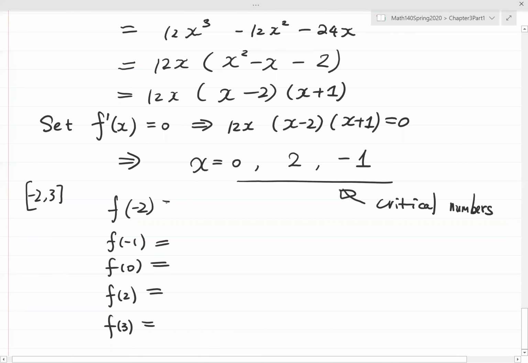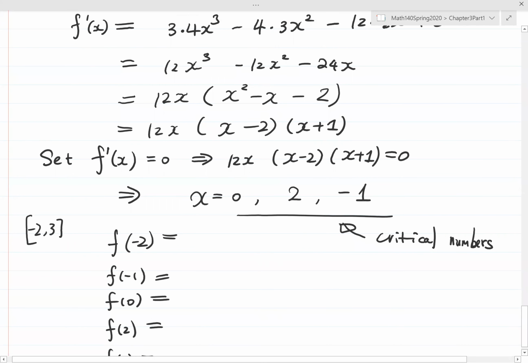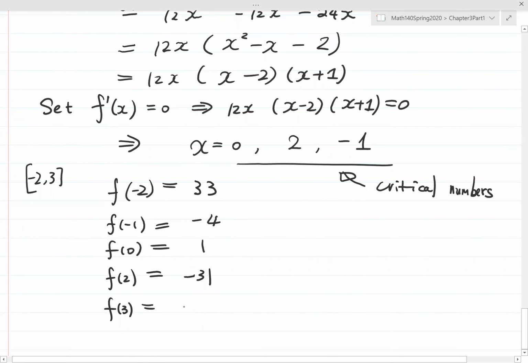Now here it's better to use an algebra package. Plug in the function, plug in x by negative 2. We will not compute by hand here, so it's not enlightening. We just give you the result. You can use a calculator. So f(-2) we get 33. f(-1) we get negative 4. f(0) we get 1. f(2) we get negative 31. f(3) we get 28.